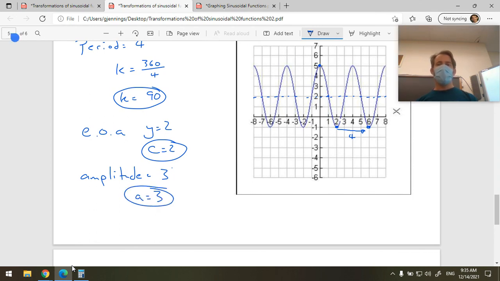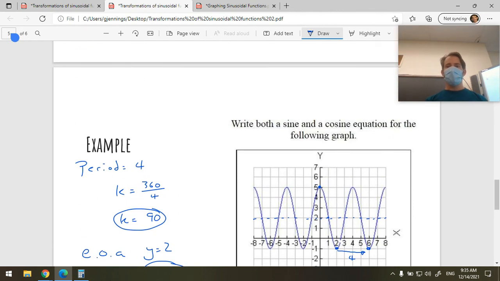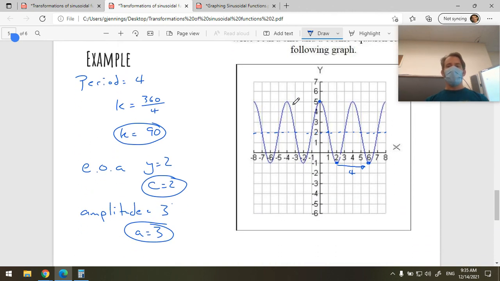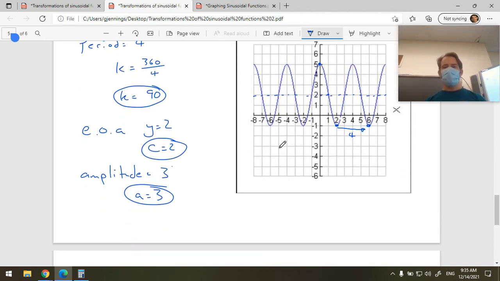All right. And then the last thing is phase shift. How much do I need to shift this side to side? And it asked us to create sine and cosine both. We want to create both a sine and a cosine for this function. So let's do cosine first. Has this been shifted if we're using cosine? No. So if we're using cosine, then d is just going to be 0. Okay, so let's just do that.